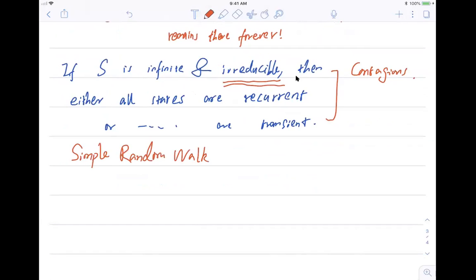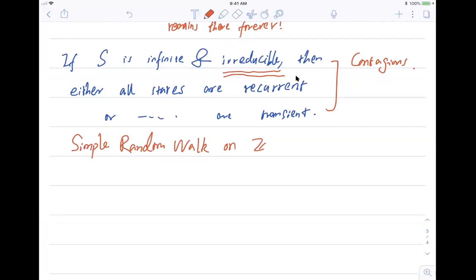You can look at a simple random walk, let's say on Z^d. Definitely each state is accessible. For simplicity, let's just think in the 1D case: -1, 0, 1, 2. If you're starting from 0, you have 1/2 probability going to the left and 1/2 probability going to the right.